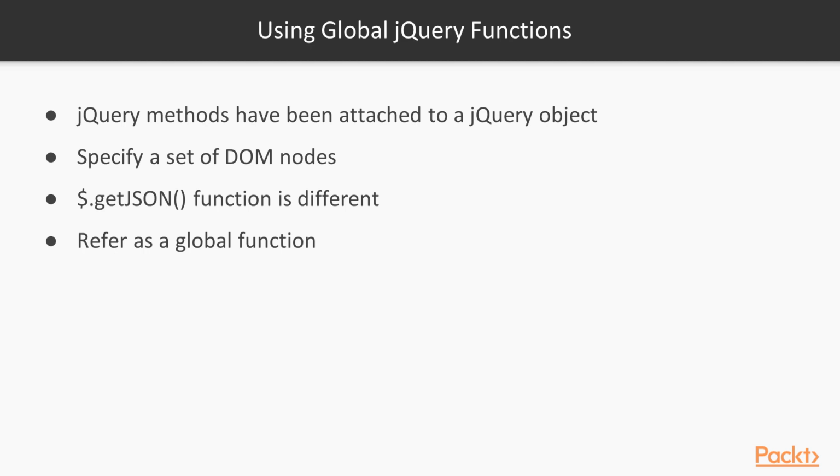Up until this point, all jQuery methods that we've used have been attached to a jQuery object that we've built with the $ function. These selectors have allowed us to specify a set of DOM nodes to work with, and the methods have operated on them in some way. This $.getJSON function, however, is different. If $ were a class, $.getJSON would be a class method. For our purposes, we'll refer to this type of method as a global function. In effect, they're functions that use the jQuery namespace so as not to conflict with other function names.